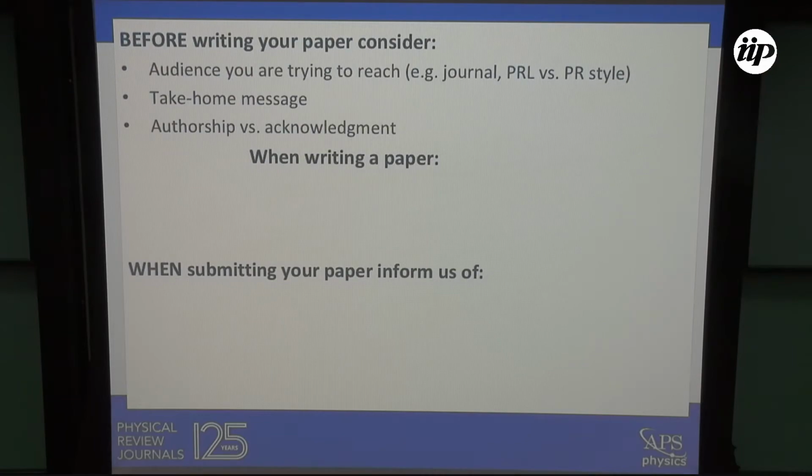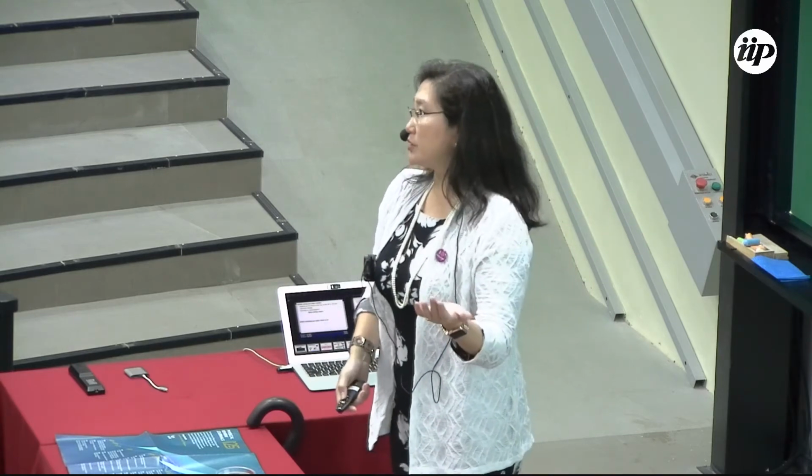So before writing the paper, consider the audience you're trying to reach. Are you trying to reach the applied physics community? Are you trying to reach the condensed matter physics community? What is your take-home message? And we've talked a lot about authorship, so think about the authorship and the acknowledgement. As already said before, it's good to think about this even while you're doing your research. Jot down who did what, because sometimes after a year you're not quite sure who did what when. So it's a good idea to have that in mind.